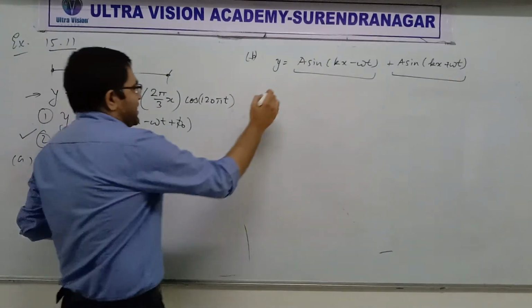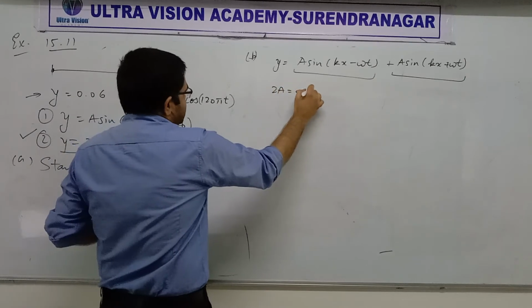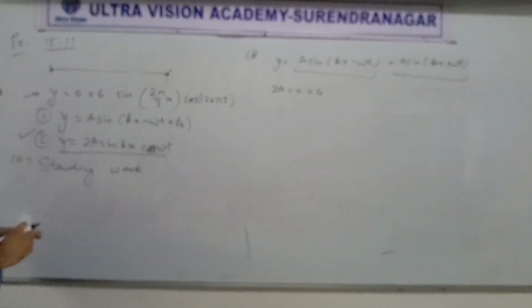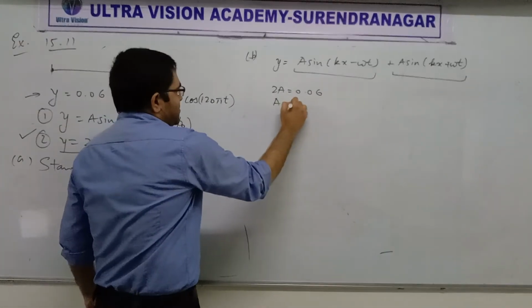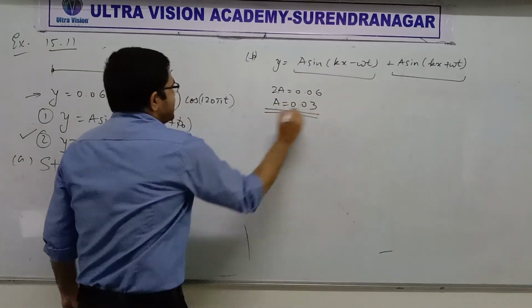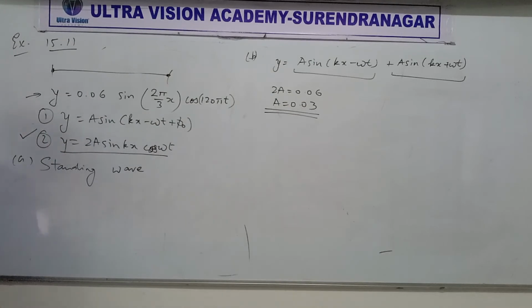So, do you realize 2A is 0.06? Yes or no, everyone? 2A is 0.06. So, A should be 0.03. Clear or not clear? Okay, and some unit will also be given. What was the unit given? Meter. Okay, very good. Meter.